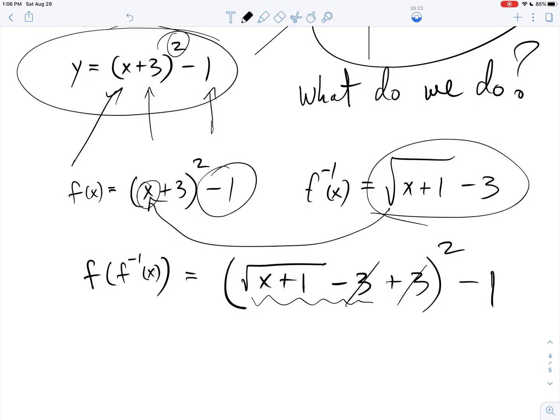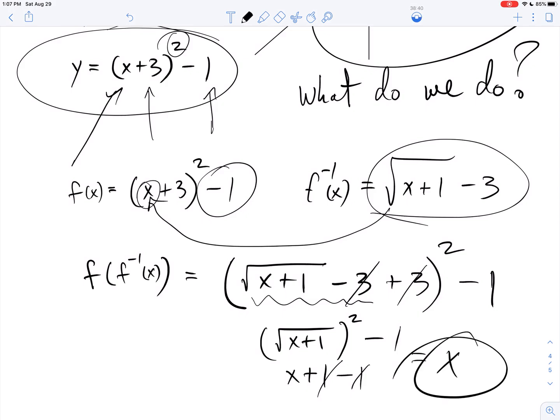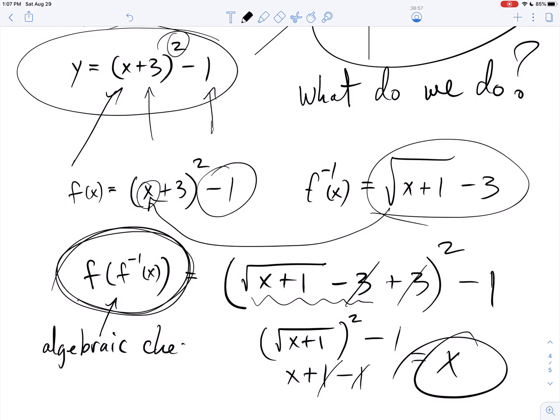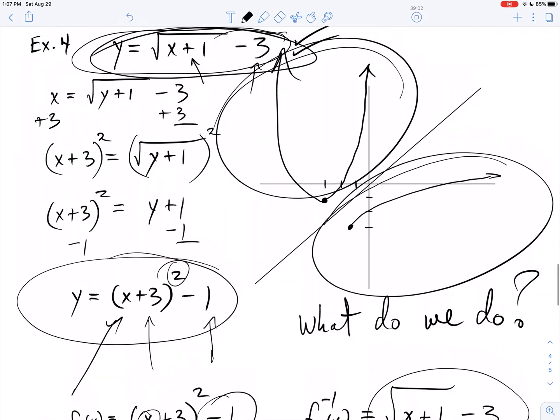Well, 3 take away 3, that cancels. Then I'm left with the square root of x plus 1 squared, minus 1. If I square a square root, I get the creamy filling. Minus 1, well, 1 take away 1. What do I end up with? X. If two functions are inverses of each other, if you compose them, your answer should be x. So sometimes doing this check, this is called an algebraic check, is easier than graphing it, especially when your graph is messed up.